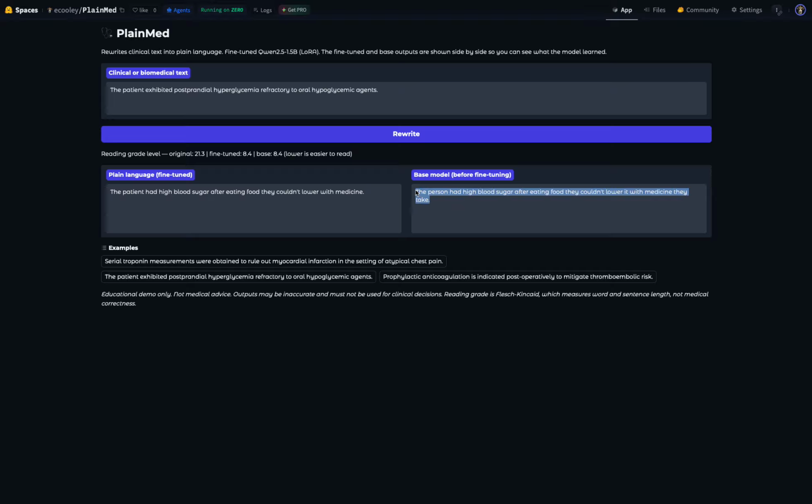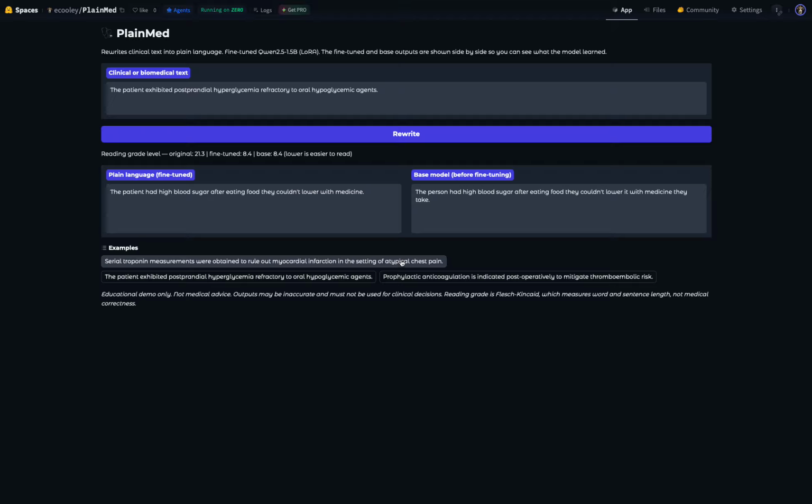So it's a little bit harder to read and harder to understand this. But after the fine-tuning, it is a little bit easier to read, a little simpler, easier to digest, and much more plain language here.